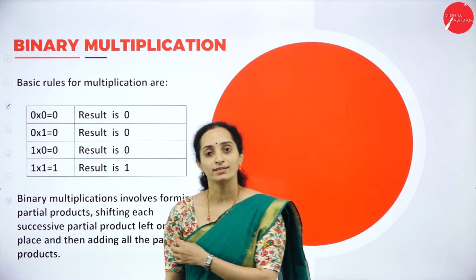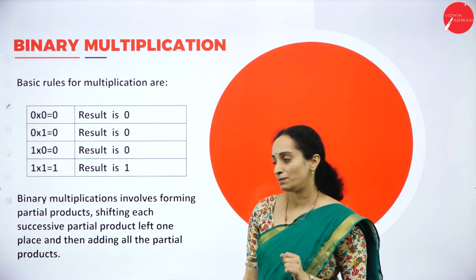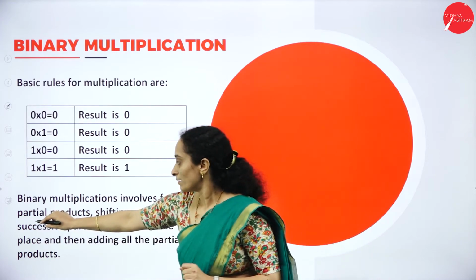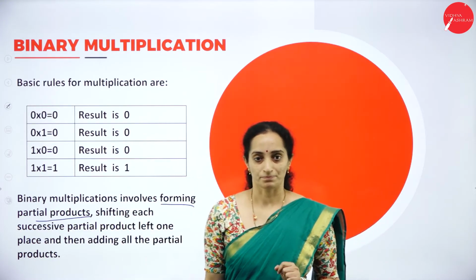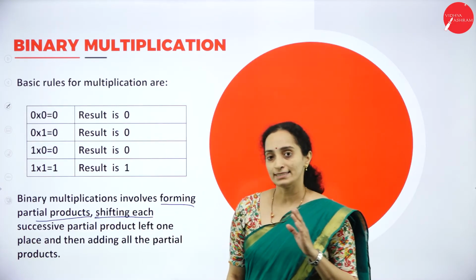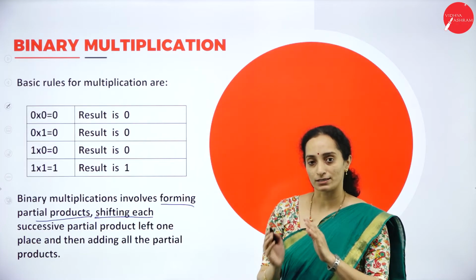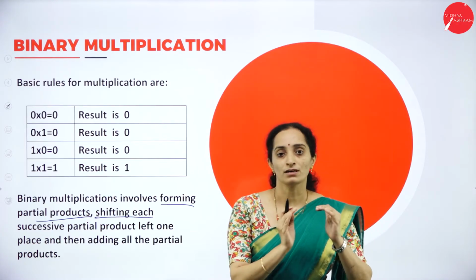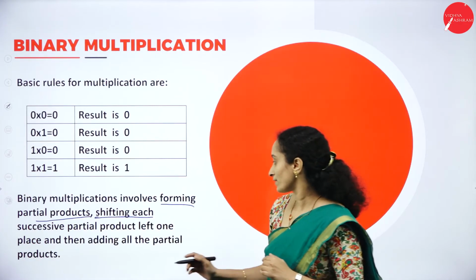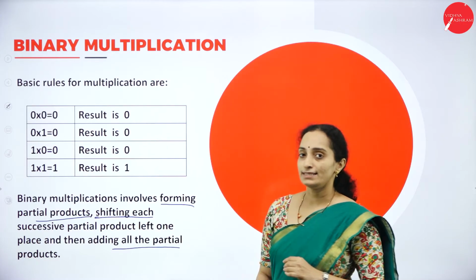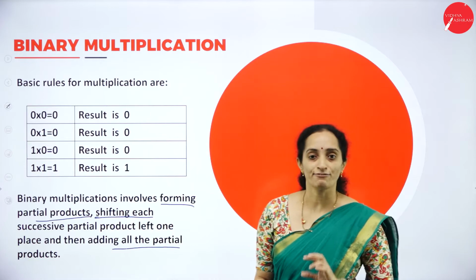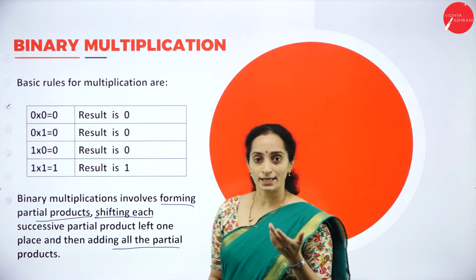Like our decimal number multiplication, binary multiplication also involves partial products. These partial products will be shifted, each successive partial product by one position. We shall shift the partial products by one position for the next product. And by adding these partial products, we will get the final product, like we do in the decimal system.